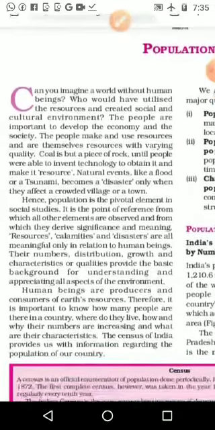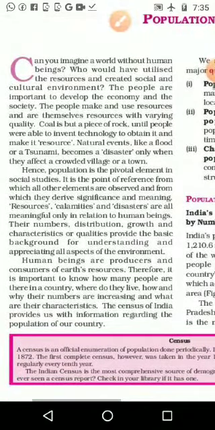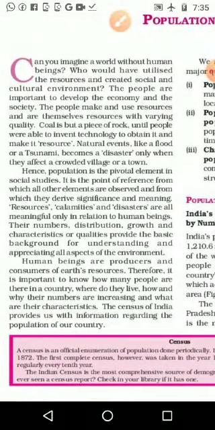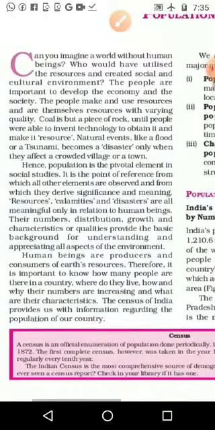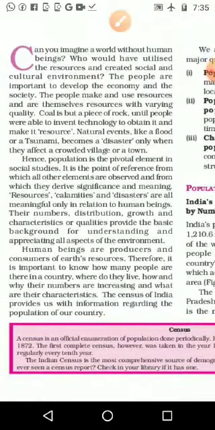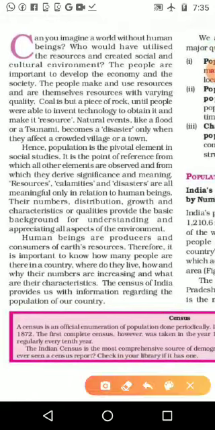Okay. Can you imagine a world without human beings? This is the introduction part. Who would have utilized the resources and created the social and cultural environment? In economics, we study human beings as a resource. We saw that in the second lesson. It is a related lesson, and we can see the last two sentences of the paragraph.